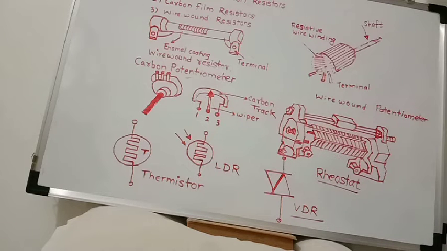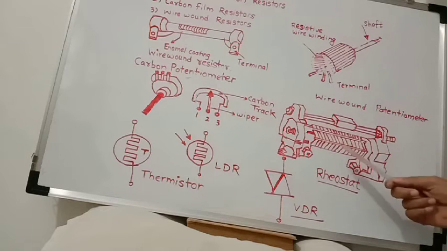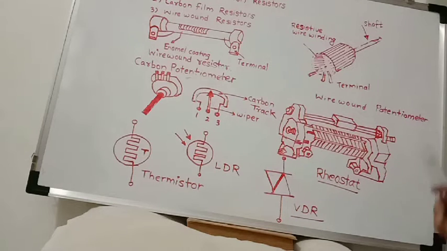In this type, the wire is wound on an open ring or hollow ceramic rod. The wire is wound, and this wire is called nichrome wire. So nichrome wire is wound on a ceramic rod.